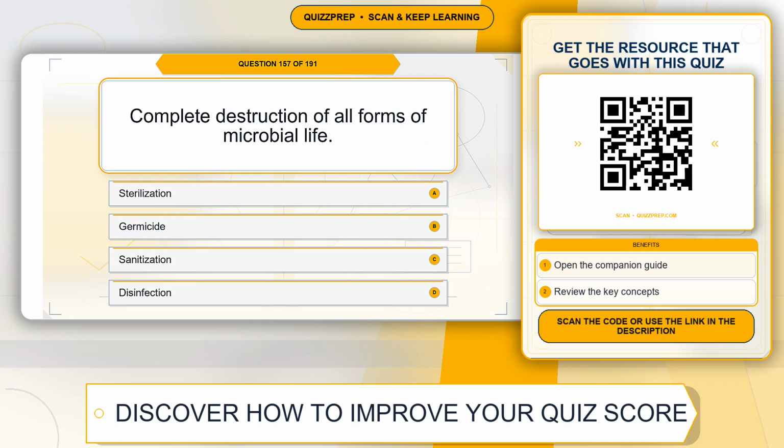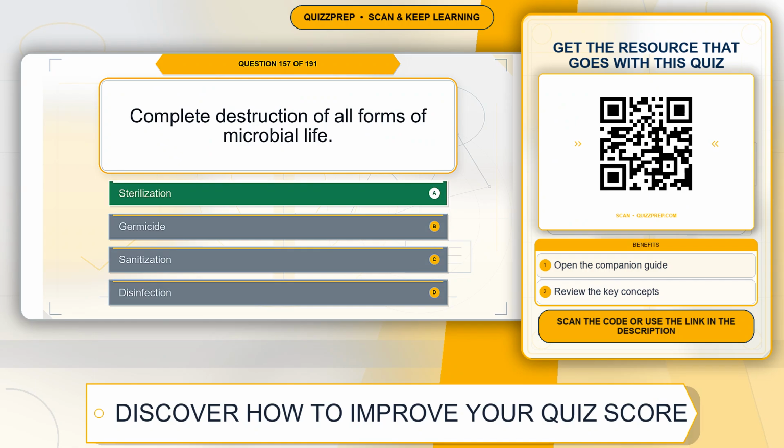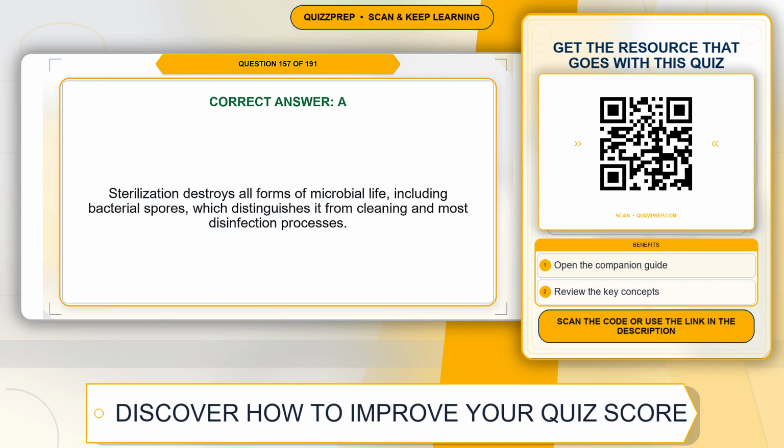Question 157. Complete destruction of all forms of microbial life. Option A, sterilization. Option B, germicide. Option C, sanitization. Option D, disinfection. The correct answer is option A, sterilization. Explanation. Sterilization destroys all forms of microbial life, including bacterial spores, which distinguishes it from cleaning and most disinfection processes.